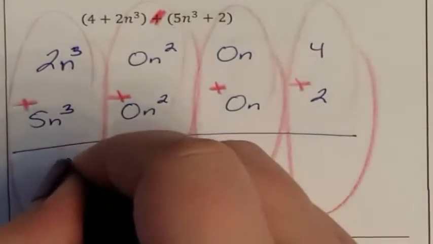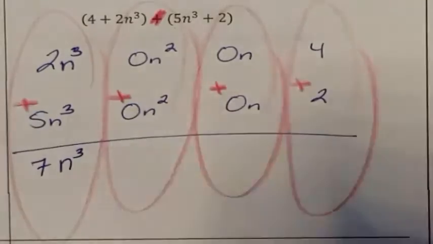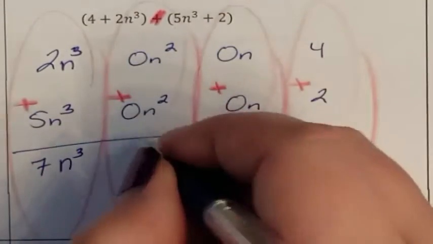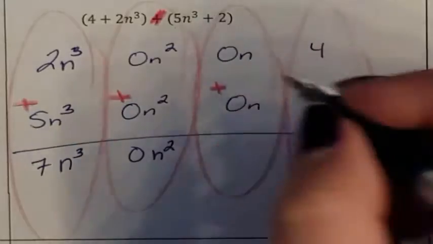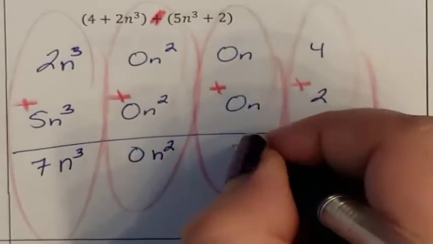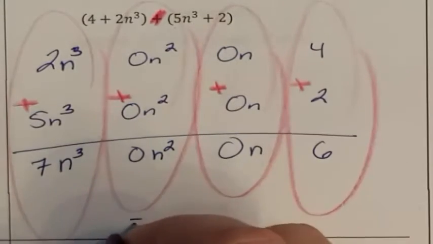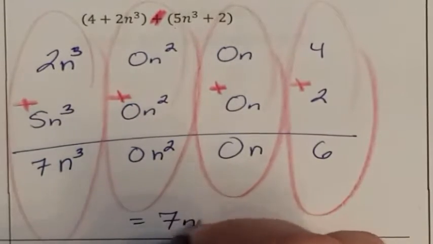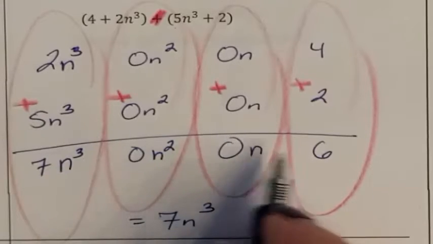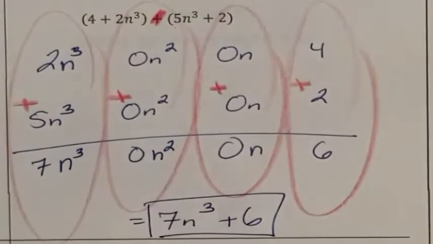So looking at my n to the thirds, I had 2 of them, I added 5 of them, I got 7. Looking at my n squareds, I had 0 of them, I added 0 more of them, I'm still left with 0 of them. Looking at my n's, I had 0 of them, I'm adding 0 more of them, I'm still 0. 4 plus 2 is 6. So what do I actually have? I had 7n to the third, there were no n squared, so I don't write it. There were 0 n's, so I don't write it, and then there was a positive 6. So this is the answer when I solved it vertically.